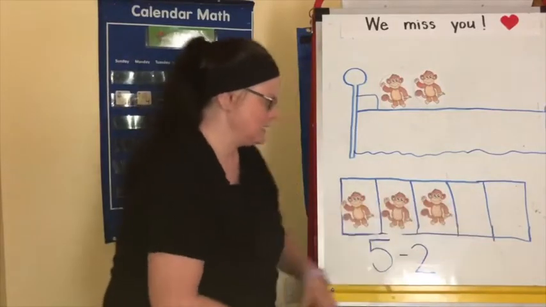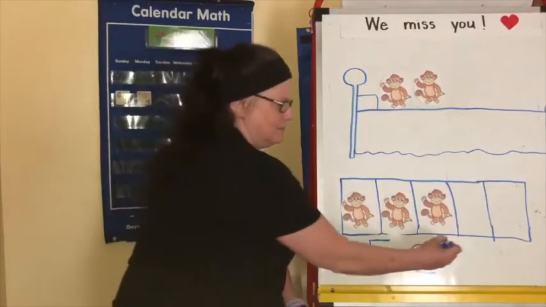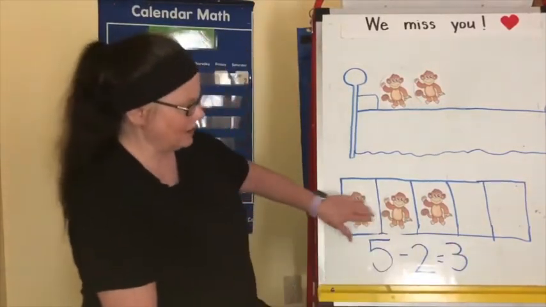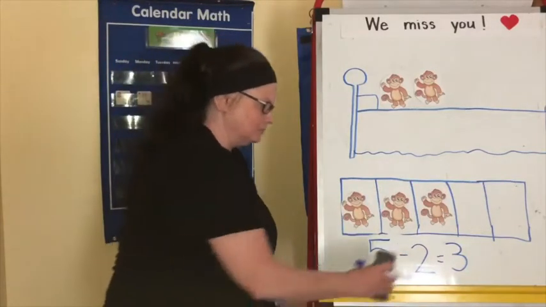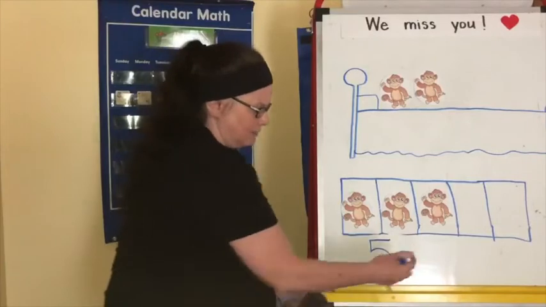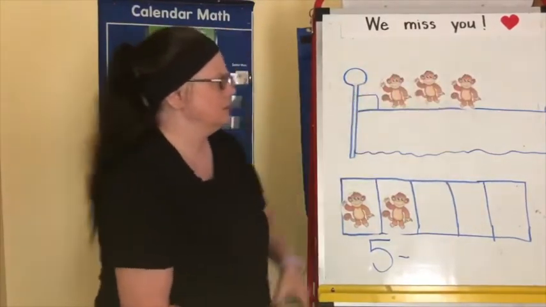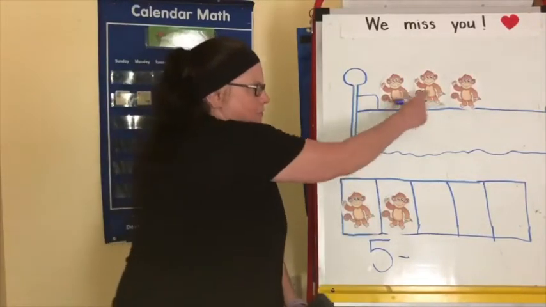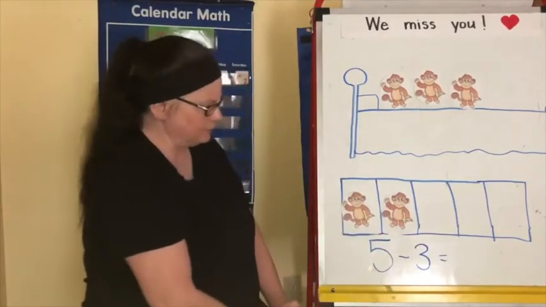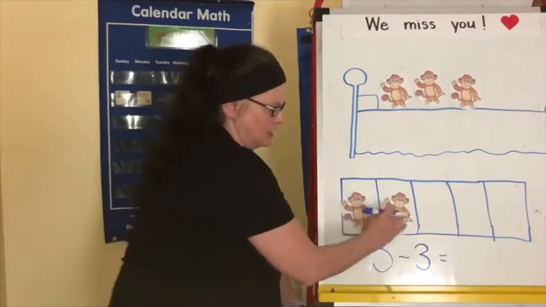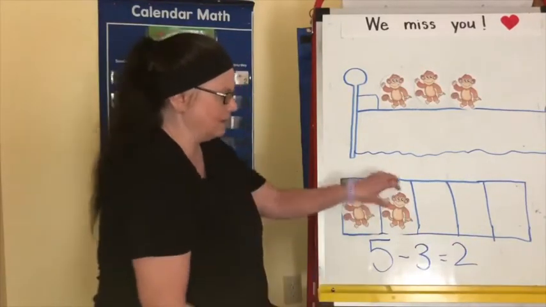I have 2 empty spaces. 5 minus my 2 equals how many monkeys? 3 monkeys left on the floor. So 5 minus 2 equals 3. Oh, those monkeys, they want to get back up there and get in trouble. So another one jumps back up there. So now I have 3 monkeys up on that bed. How many do I have left on the floor? 5 minus 3 is 2. So now I have 2 monkeys left on the floor.